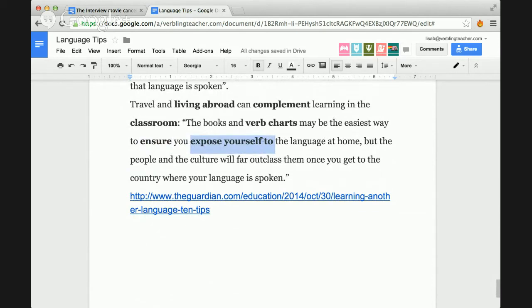So reading books, doing things at home is a good way to have experience with the language, but the people that speak that language and the culture that's using that language will far outclass them. Outclass here means it'll just be better. One thing is reading a book, listening to podcasts or something like that, watching a TV show, but actually interacting with people and a different culture is more exciting is what that means. To outclass somebody is to be better.